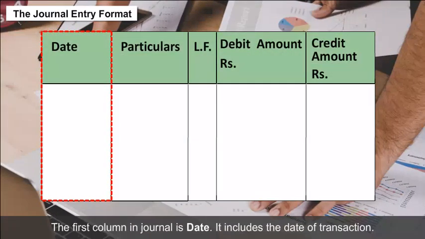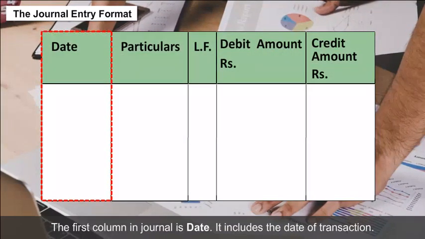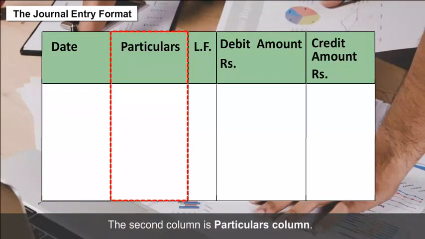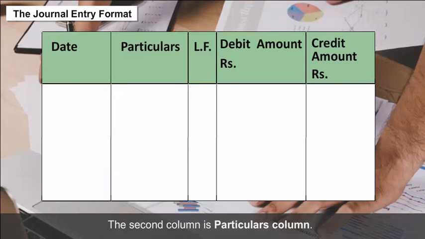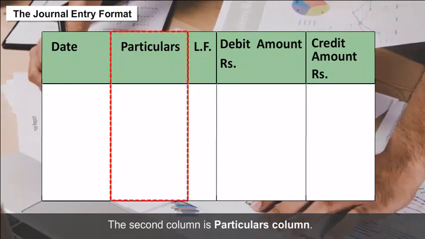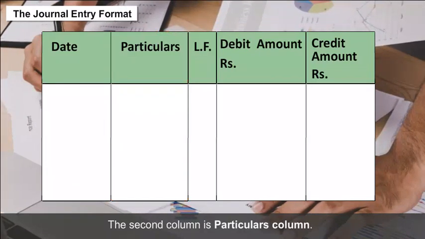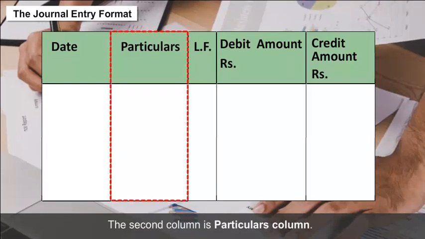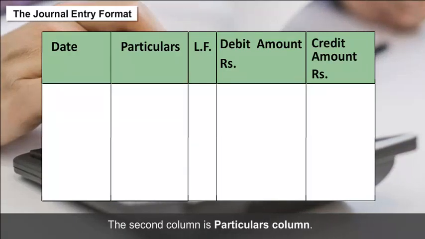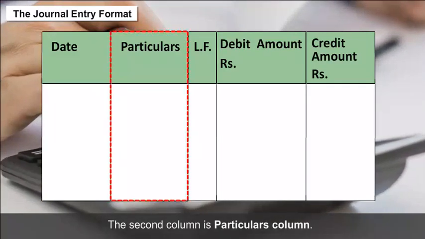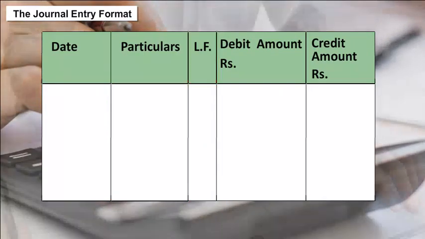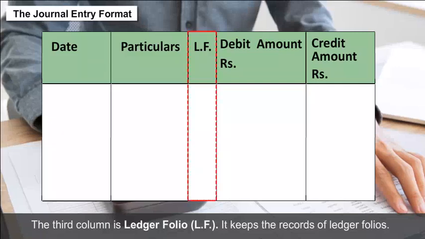The journal entry format. The first column in the journal is date. It includes the date of the transaction. The second column is the particulars column. In this column, the account title to be debited is written on the first line, beginning from the left-hand corner, and the word Dr. or doctor is written at the right end of the column. The account title to be credited is written on the second line, leaving sufficient margin on the left side with a prefix "to".